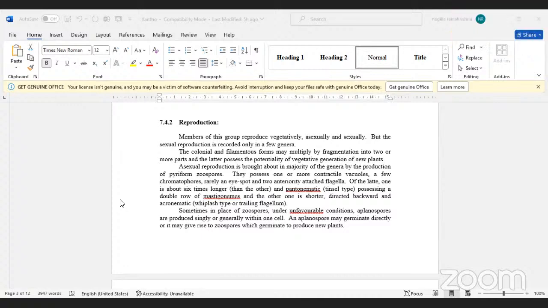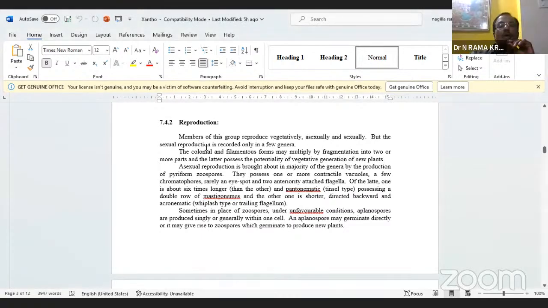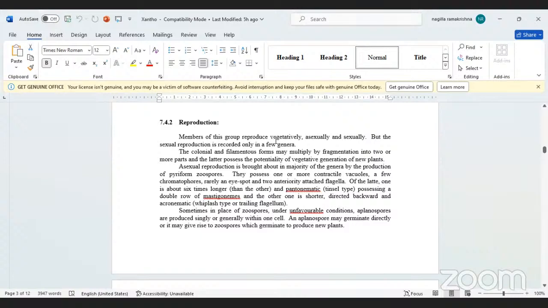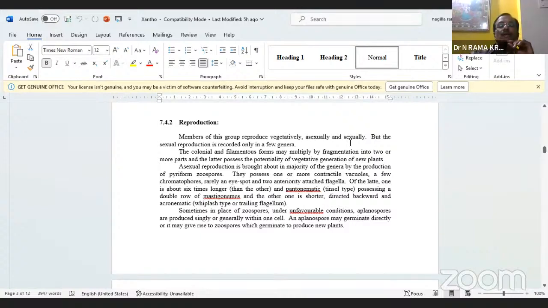Now you see, please, how many types of reproduction systems are there in Xanthophyta? Vegetative, asexual and sexual reproduction systems. Yes. So first, vegetative. You already know this very well, so I am not going into detail. What is vegetative? Fragmentation. That is a vegetative reproduction system.